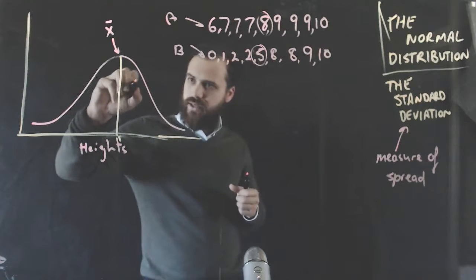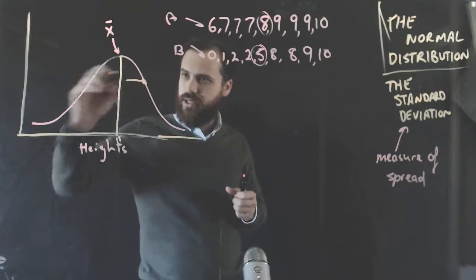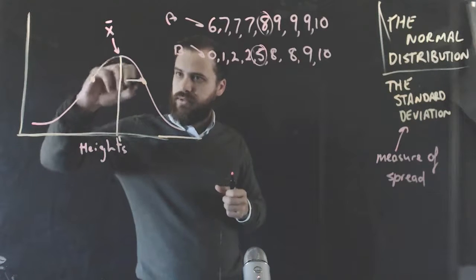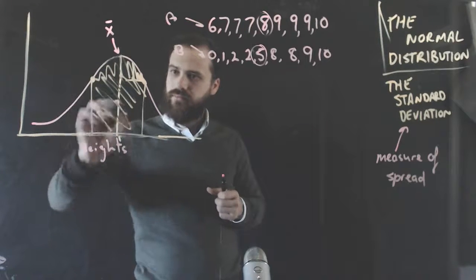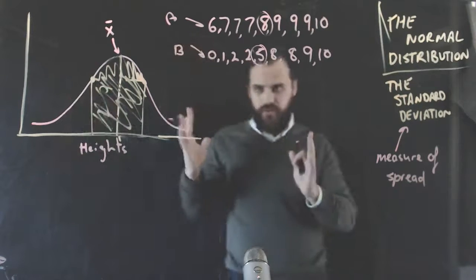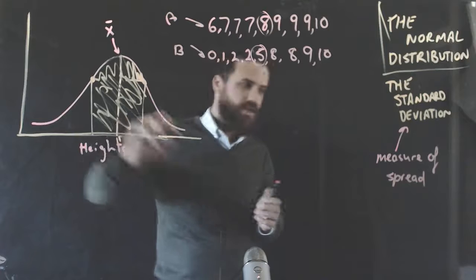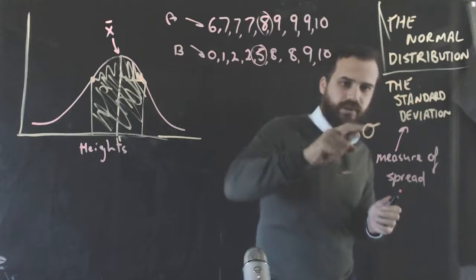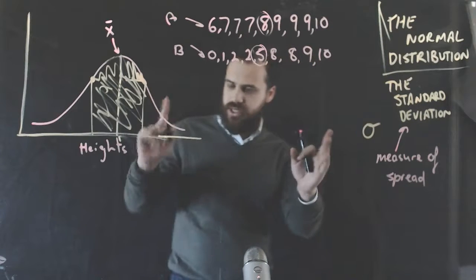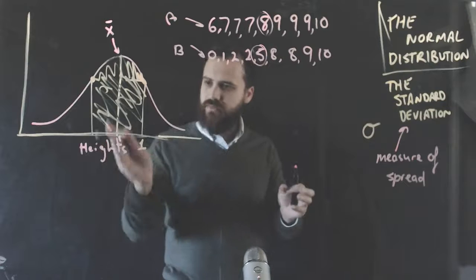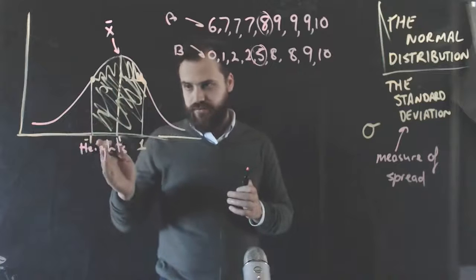Okay, so I'm going to draw a line from this point here to this point here. I'm going to colour all of that in. All of the people that are in there, this is one standard deviation. We use this symbol for standard deviation, a little o with a line coming off it. So, one standard deviation to the right and one standard deviation to the left.